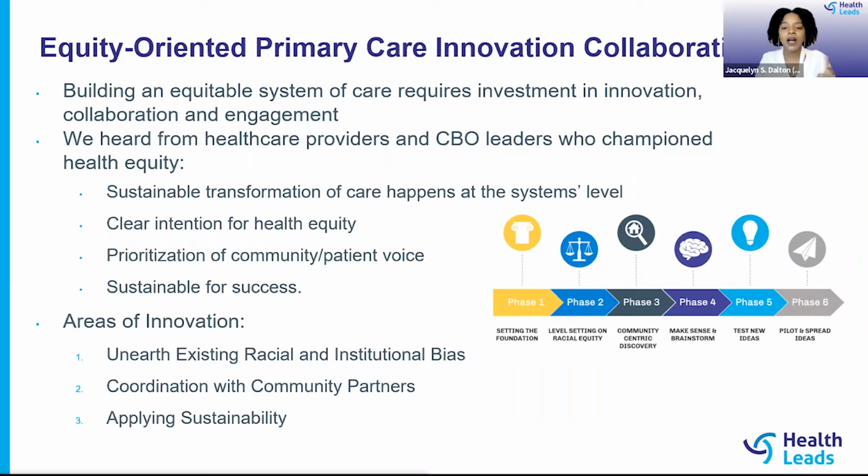And so we came out of our design of the EOPC project with 3 areas of innovation and how might we's. And they are, how might we unearth existing racial and institutional bias? How might we coordinate with community partners?